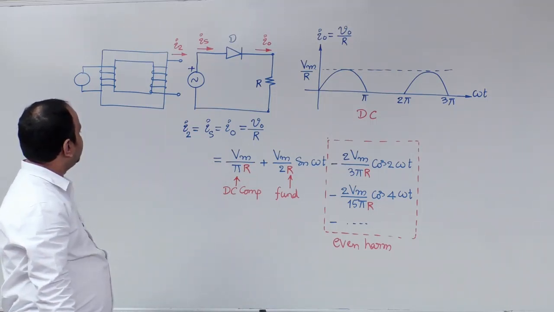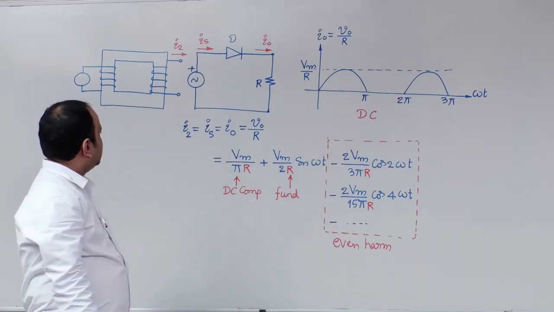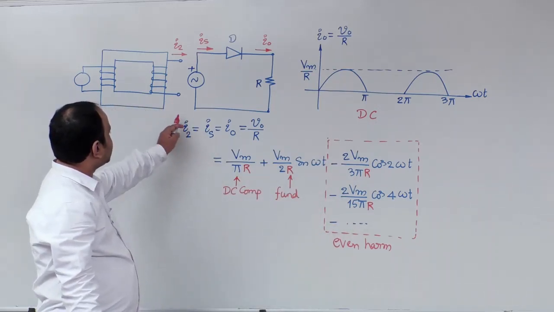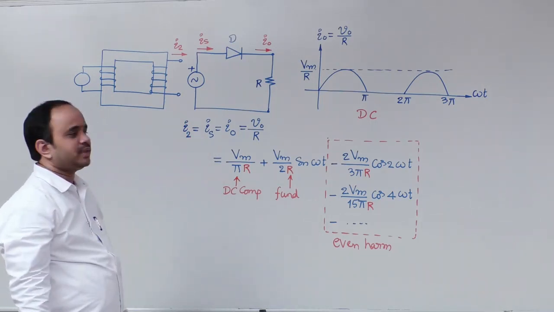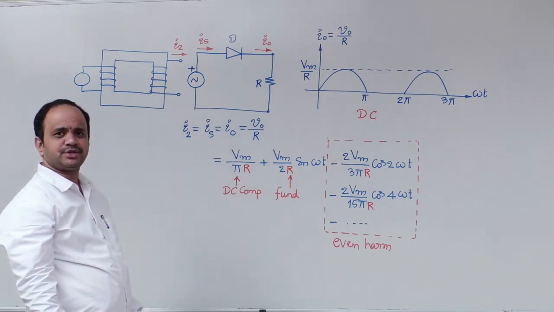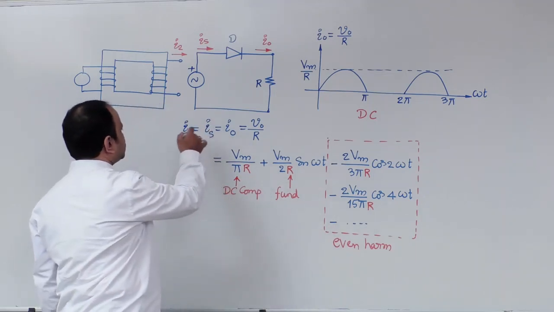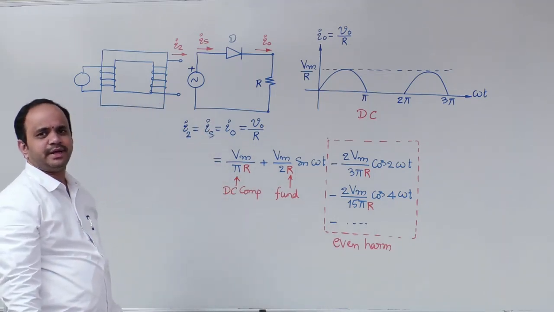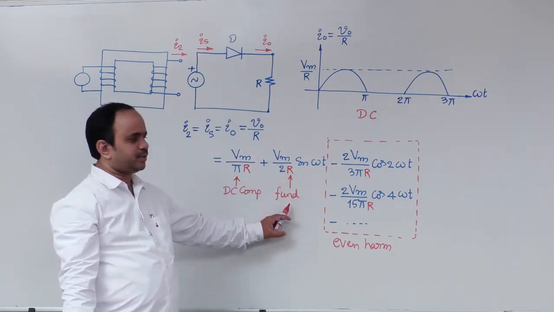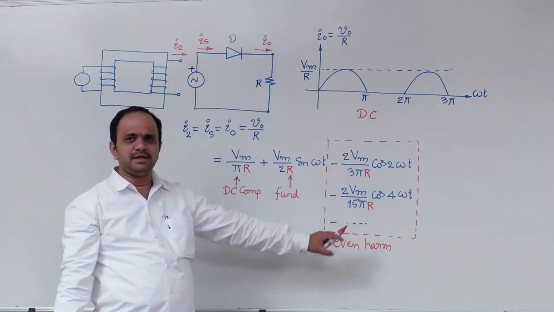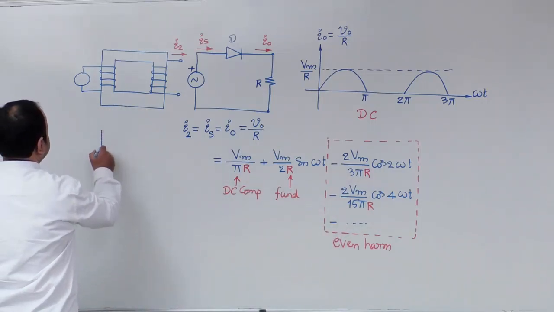So what we can say here, as per this Fourier series analysis, is that the source current or secondary current of the transformer is not purely sinusoidal. That is because of half wave rectifier action. So what are the various components that the source current or secondary current of the transformer contains? One is the DC component, another is the fundamental component, and the final components are even harmonics.